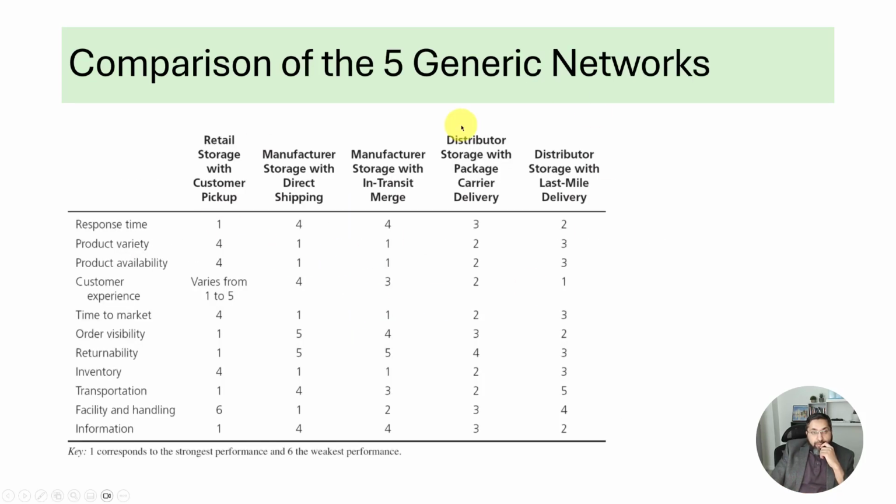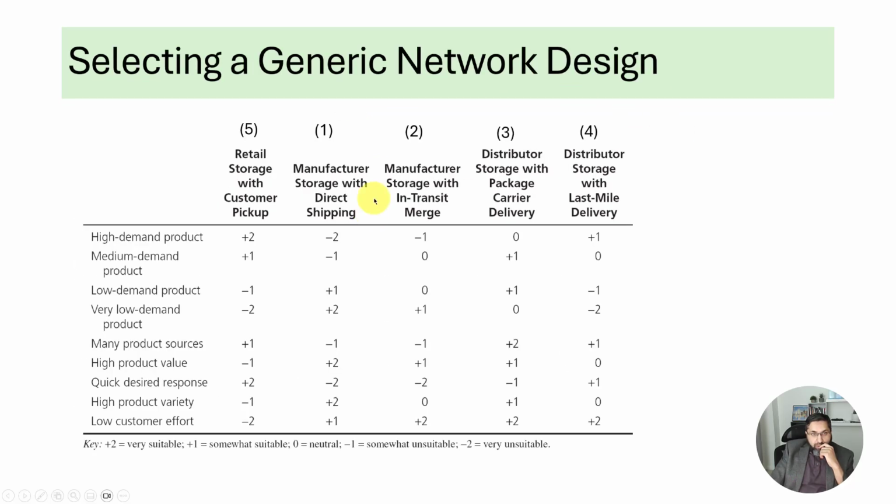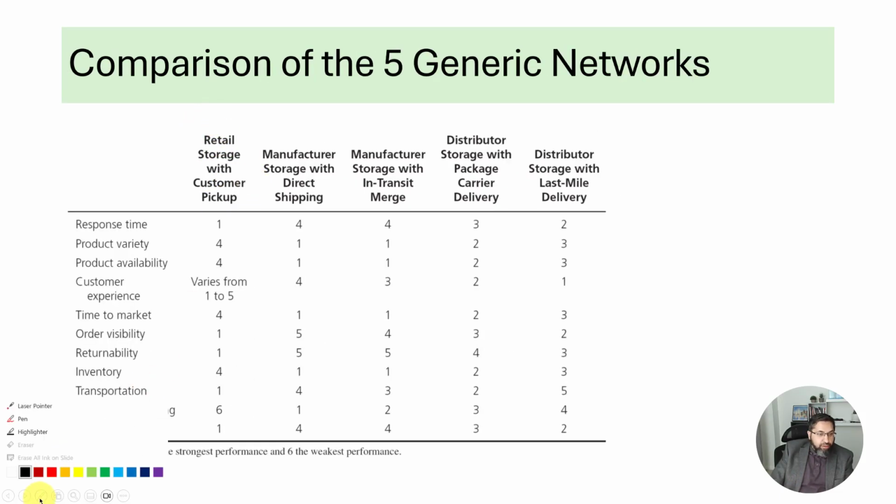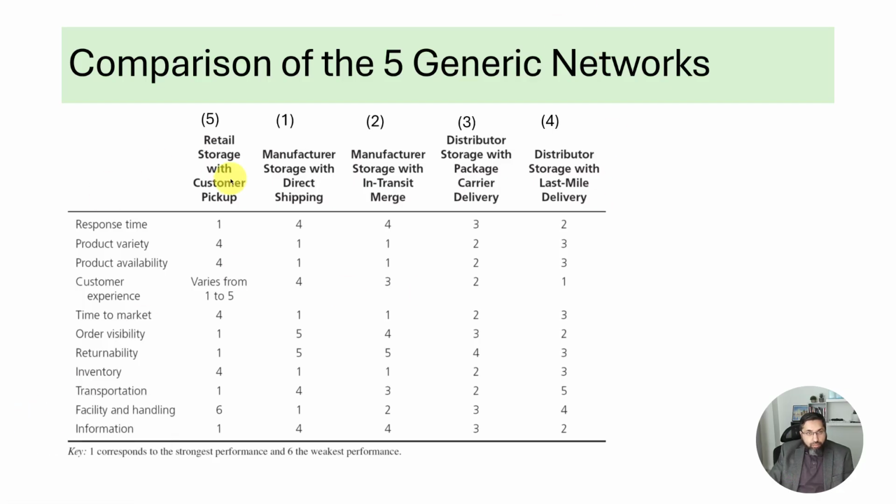This is the comparison of the 5 generic networks. So you can see here that retail storage, because this is number 5. Okay, so number 5 is this, and they're not in the order that I presented them, so I've added the numbers on top. The number 5 type is this, number 1 is this, and so on.